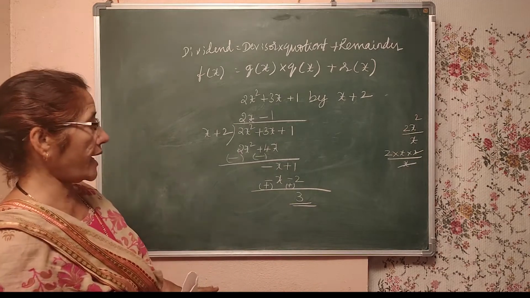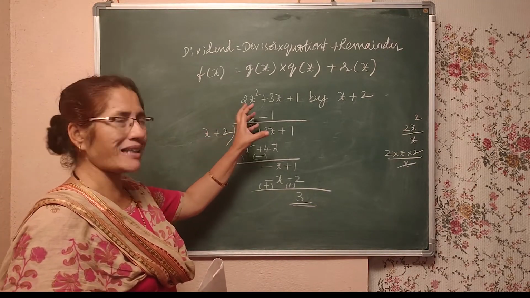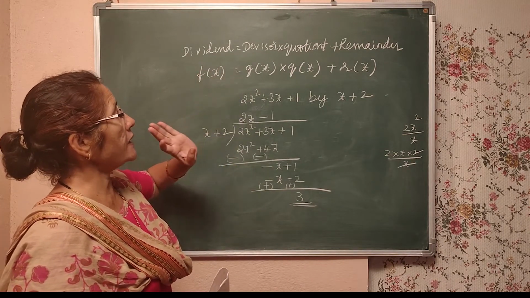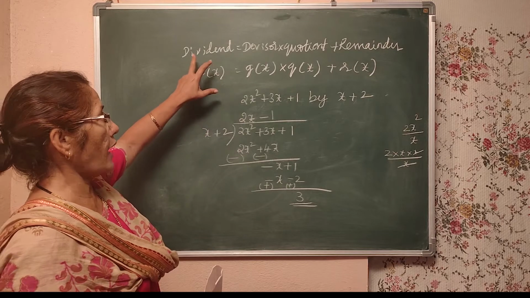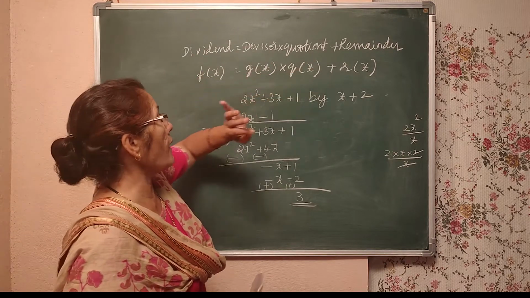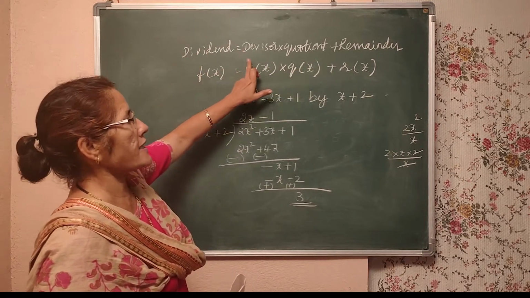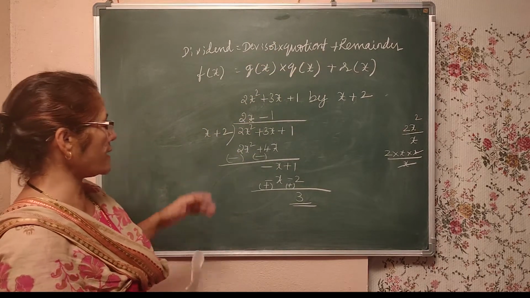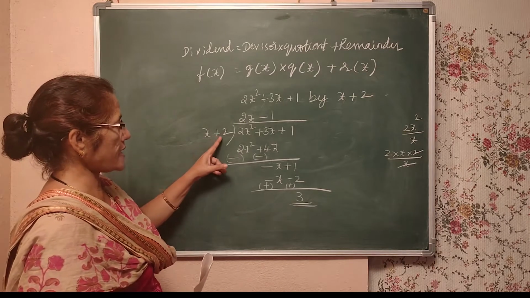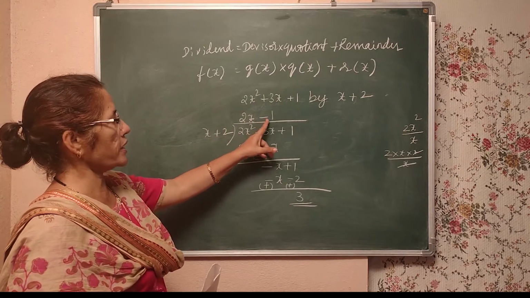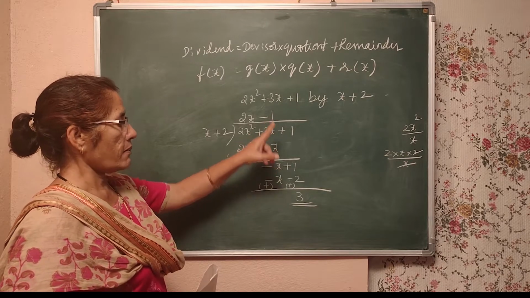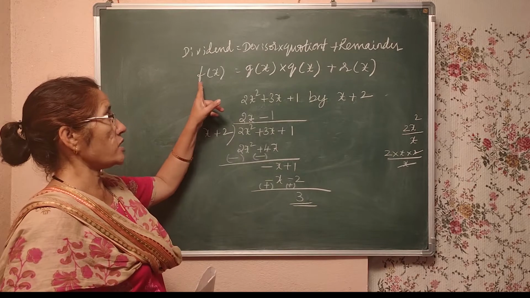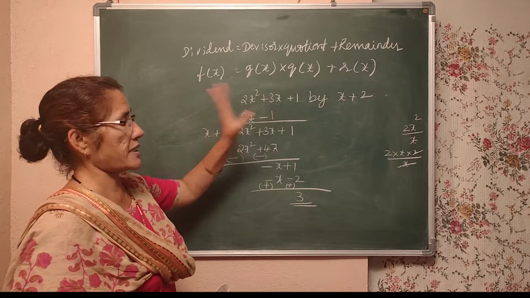In order to check whether we have done this division correctly, what is the method to check? We have to see this formula. Dividend is equal to divisor into quotient plus remainder. We'll verify. What is the divisor here? Divisor is x plus 2. What is the quotient? 2x minus 1. Plus what is the remainder? 3. When we do this, you have to get f of x, 2x square plus 3x plus 1.